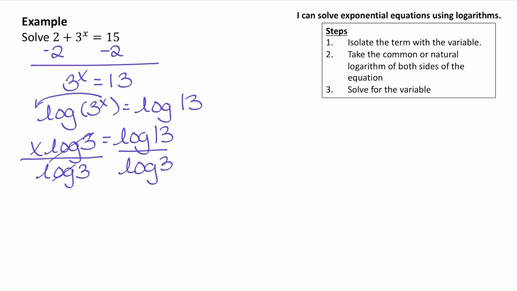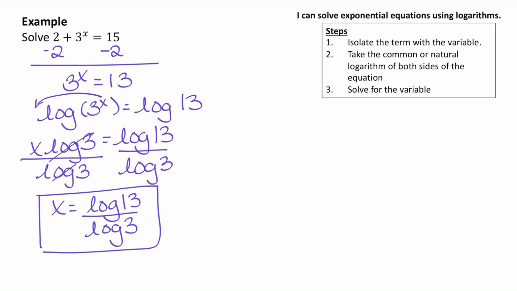So when I do that, I get x equals log of 13 divided by log of 3, which is my exact solution. But remember, you can always approximate with your calculator. So you do log of 13, enter, divided by log 3, and that gives you 2.3347. And that is the approximate solution.